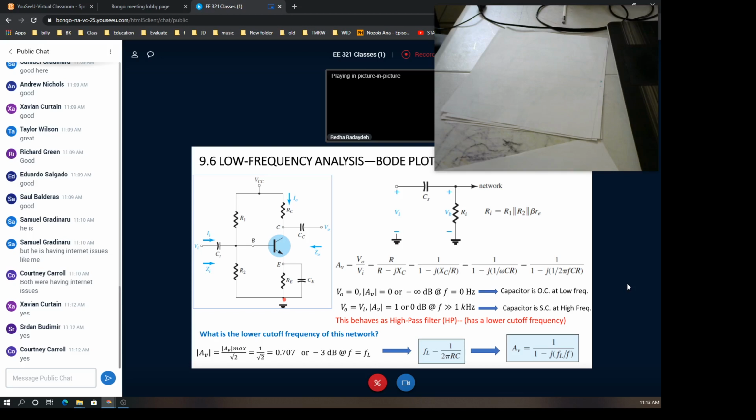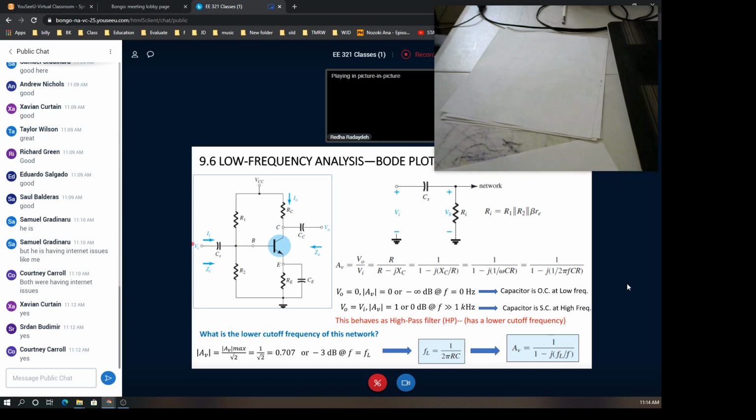Is it emitter follower or common emitter? Yeah, we have a common emitter. Why? Because the emitter, now in AC, will be short circuit through the capacitor. So this is common emitter, where the input is at the base and the output is from the collector. This is a common emitter amplifier.